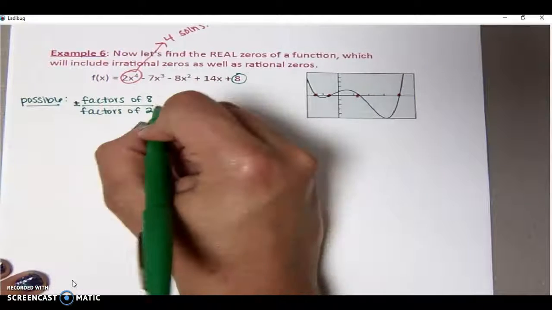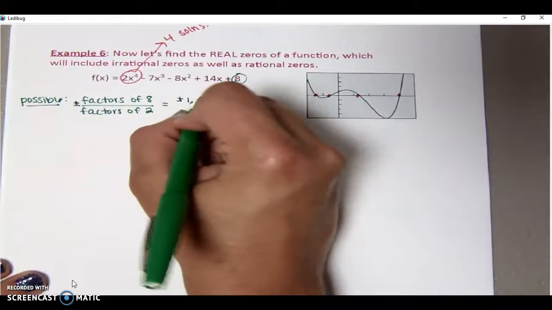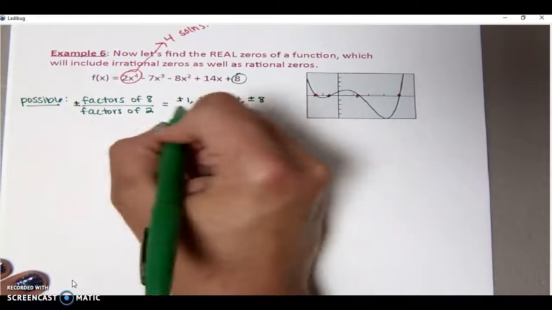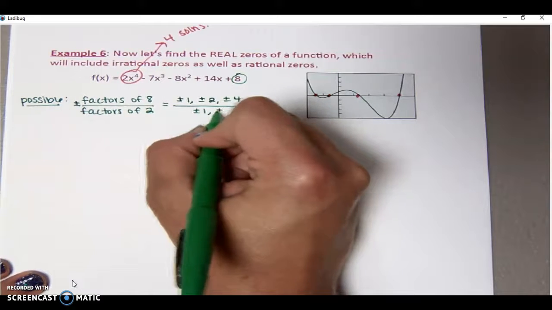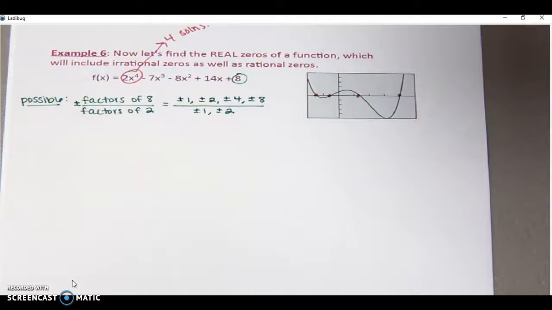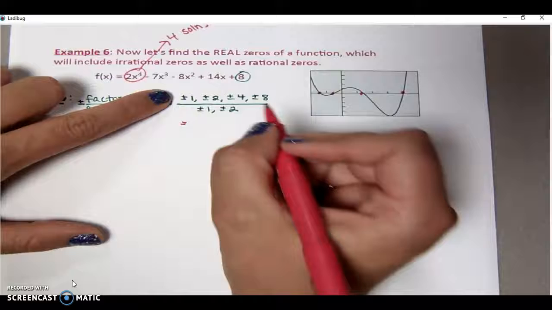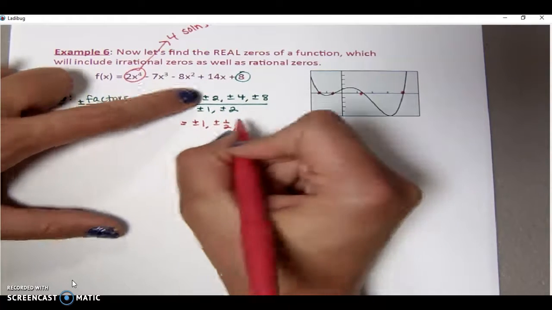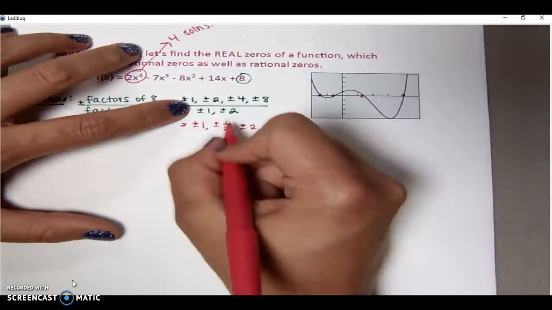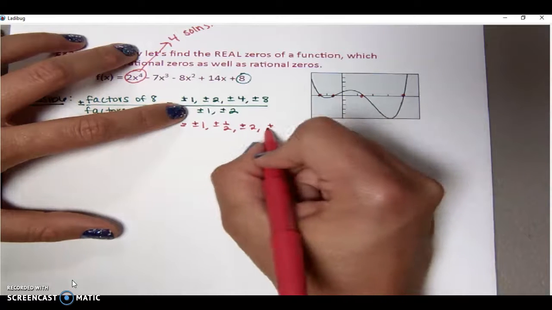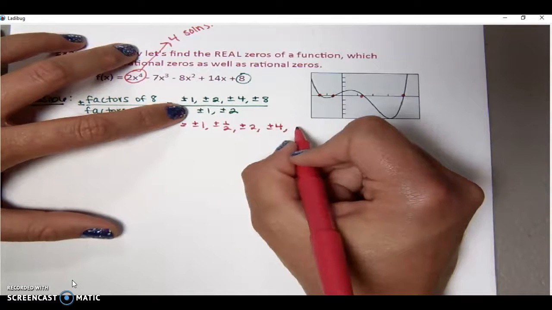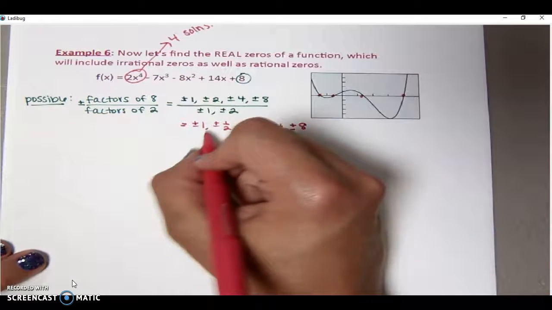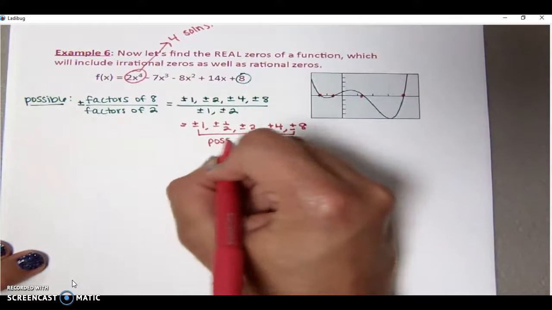And we always have the plus or minus. So factors of 8, we have 1, 2, 4, and 8. And then factors of 2, we have 1 and 2. So if we write all of these out, we have a lot here. We have 1 over 1, so we just have 1. And we have 1/2. 2 over 1 is 2. 2 over 2 would be 1. We already have that. 4 over 1 is 4. 4 over 2 is 2. And then 8 over 1 is 8. And then 8 over 2 is 4. So these are all our possible ones.